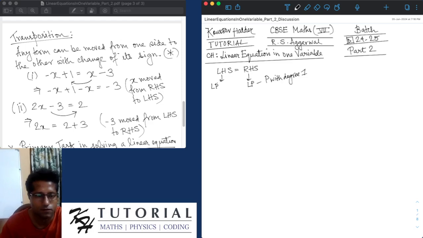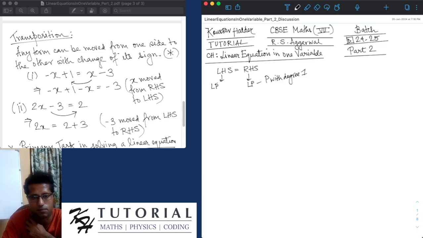So in the first example, the equation given was minus x plus 1 equals x minus 3. Now if we move the term x from the RHS to the LHS, it becomes minus x plus 1 minus x equals minus 3. The term on the right hand side was x, and when we move it to the left hand side, it becomes minus x. That is the reason the LHS becomes minus x plus 1 minus x equals minus 3.